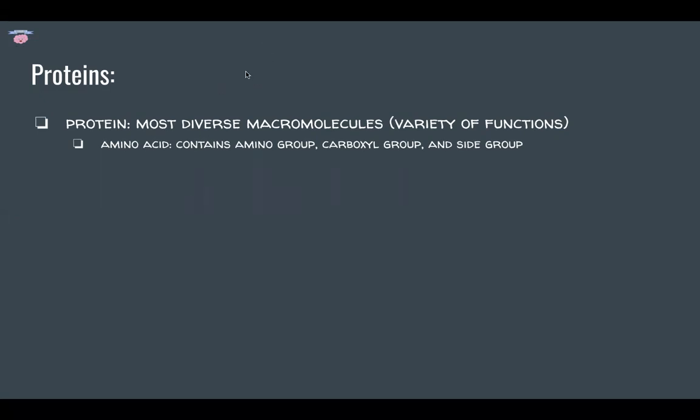Well, if we have this central carbon, we have an amino group here. We have a phosphate group here. We have a side group abbreviated by R. So this side group is what makes each amino acid different. This all is the same for an amino acid, but the side group makes it different.